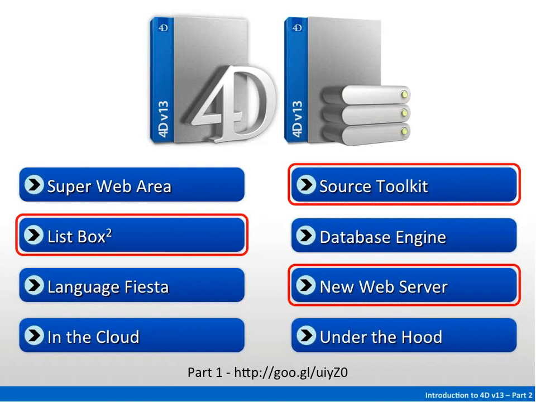The last one we talked about was the Source Toolkit. Source Toolkit is an integrated API in 4D that allows you read and write access to all of your methods and also method attributes and method comments. It's a really powerful feature for both doing introspection as well as version control integration. So that's what we covered in the first webinar.